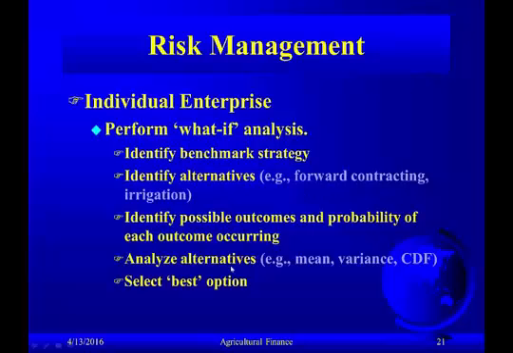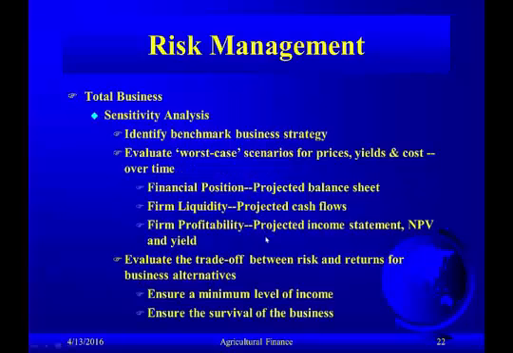We need to analyze them, and we can then calculate the mean and the variance. We can even generate a cumulative distribution function to consider what the probability is that we might actually lose money if we implement any of these other alternatives or practices. And then from this information we select the best option.